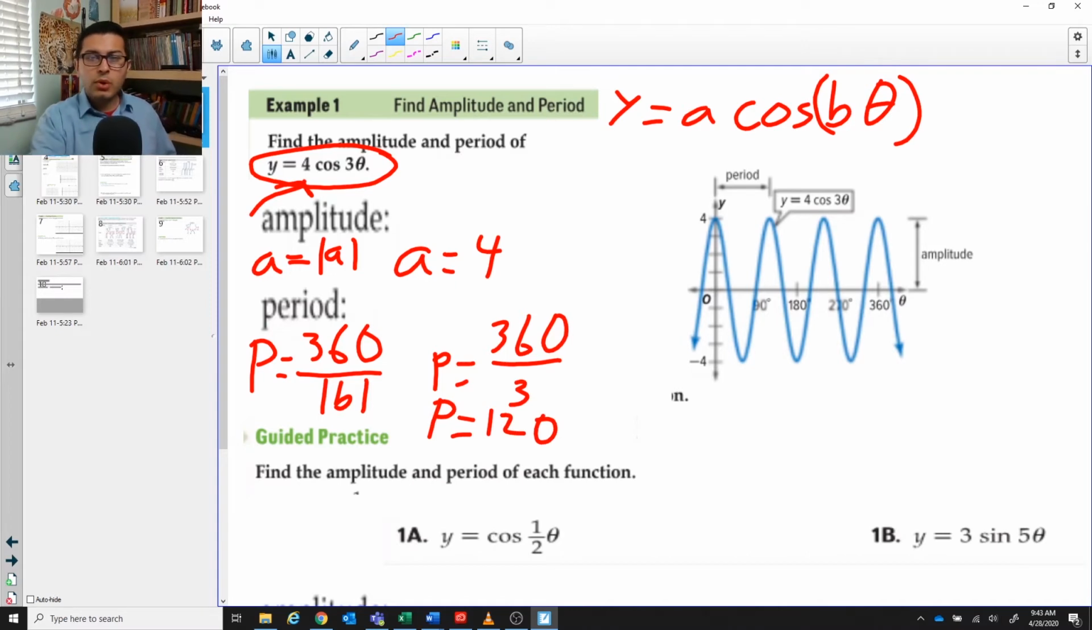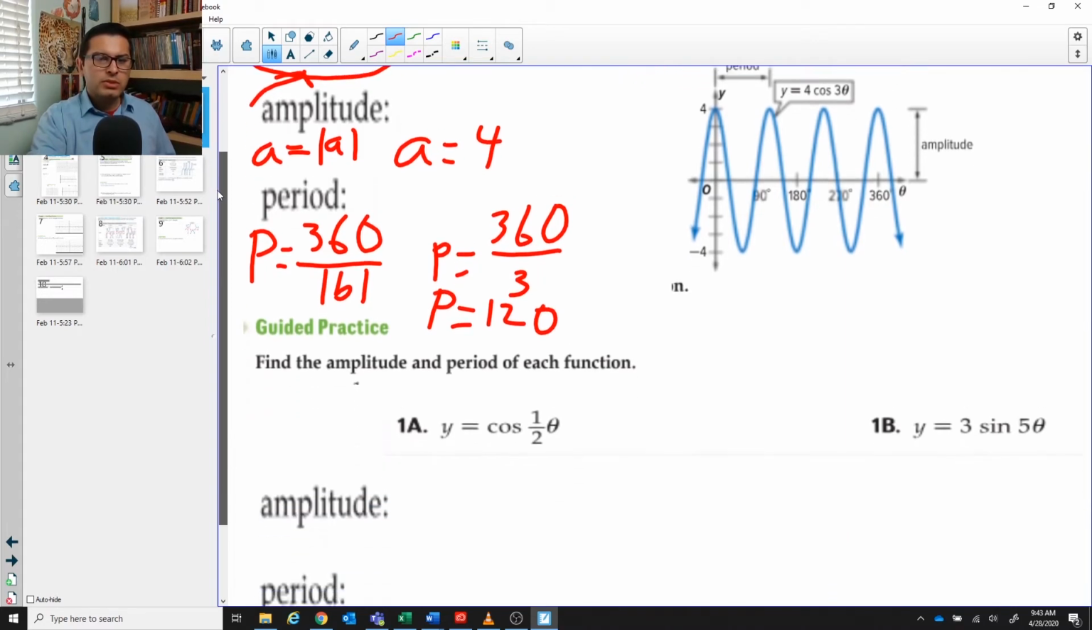120, and that totally makes sense because just looking at it, we can tell that our period is going to be bigger than 90, but less than 180. So it makes sense that our period equals 120.